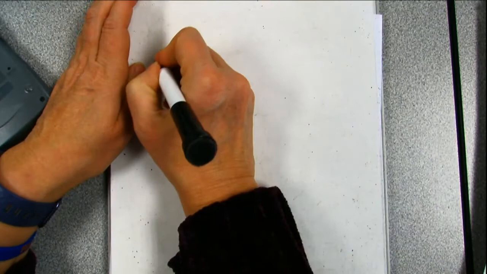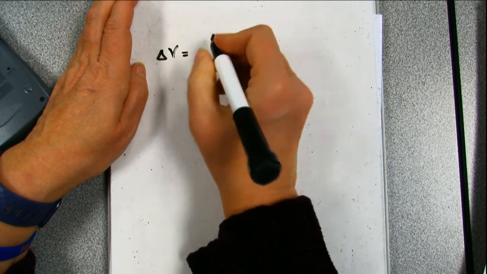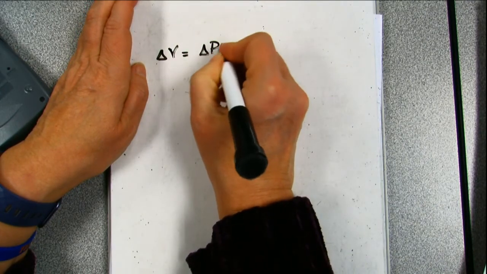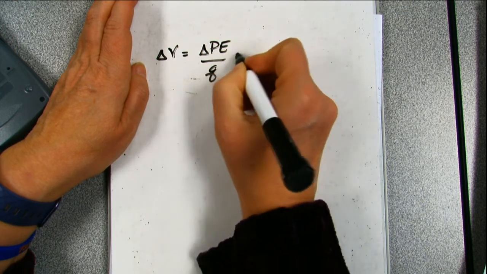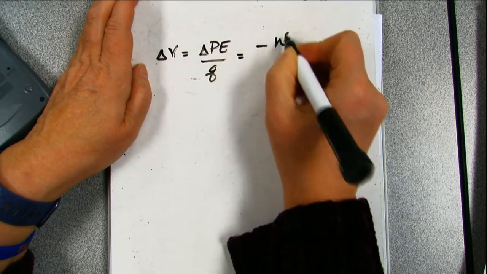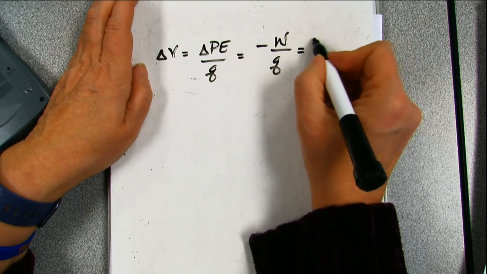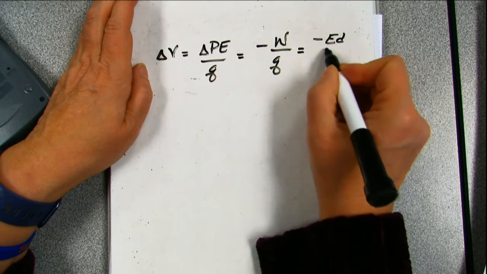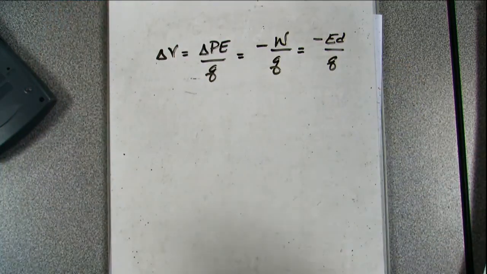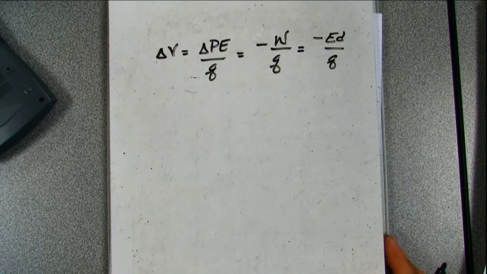So my change in voltage is going to equal a change in potential energy divided by Q, which is going to equal the work divided by Q, which gets us back to negative E times d. So when you guys start working these problems, don't make them harder than they are.